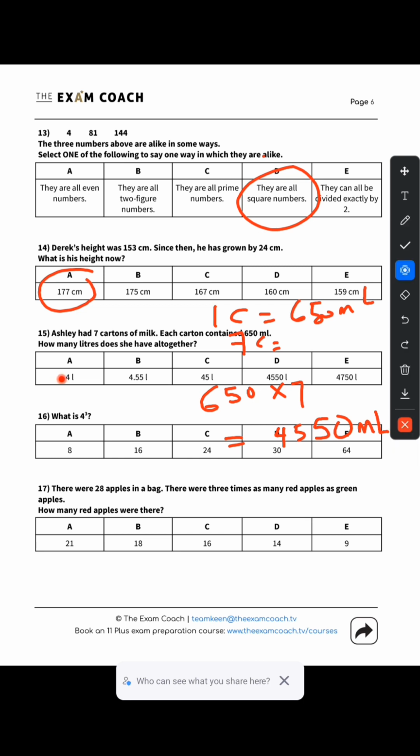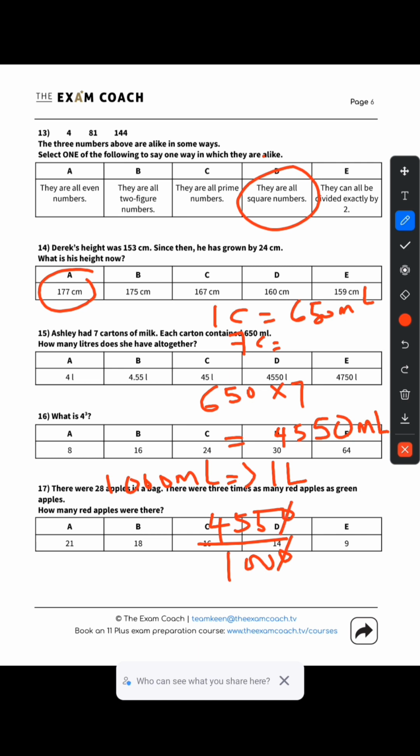But you can see our answers are in liters, not in milliliters. So we need to convert 4,550 milliliter to liter. So you ask yourself, how many milliliter makes 1 liter? 1,000 milliliters makes 1 liter. So how many 1,000 will you see in this? So to convert this to liter, we have to divide this by 1,000. So that will be 4,550 divided by 1,000. This cancels this, and this will give us 4.55 liters, which is B.